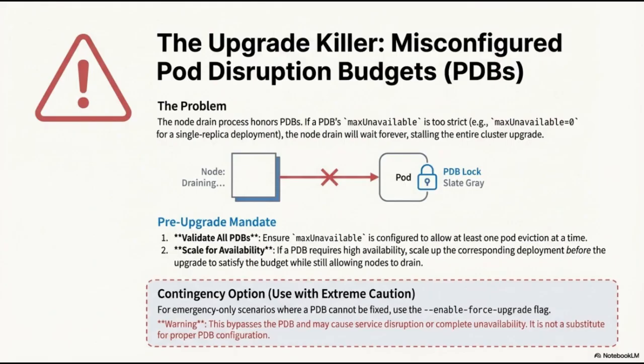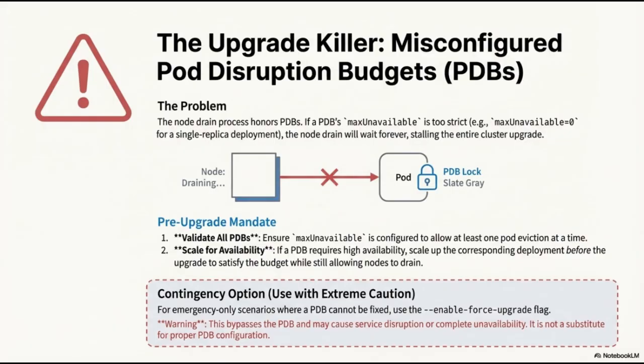Next, let's talk about what we call the upgrade killer, misconfigured pod disruption budgets, or PDBs. The problem arises because the node drain process is designed to strictly honor your PDB settings. If a PDB is configured too strictly, for instance, setting max unavailable to 0 for a single replica deployment, the node drain will wait indefinitely to evict that pod. This stalls the process and can bring your entire cluster upgrade to a halt.